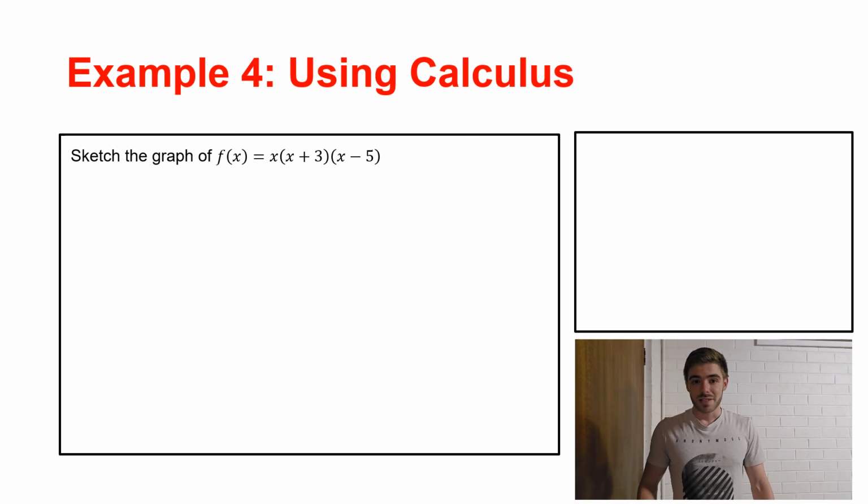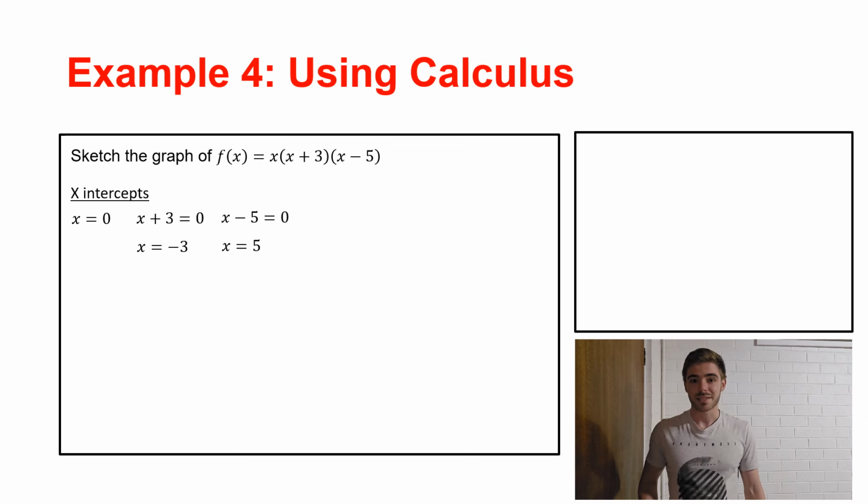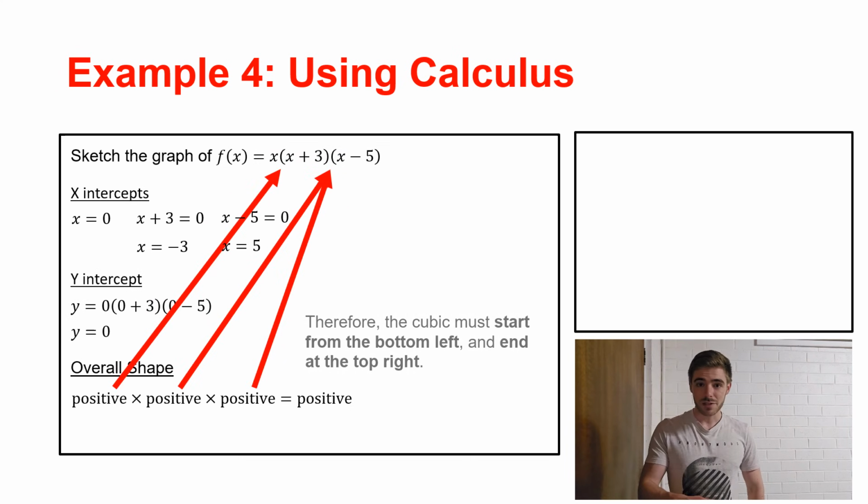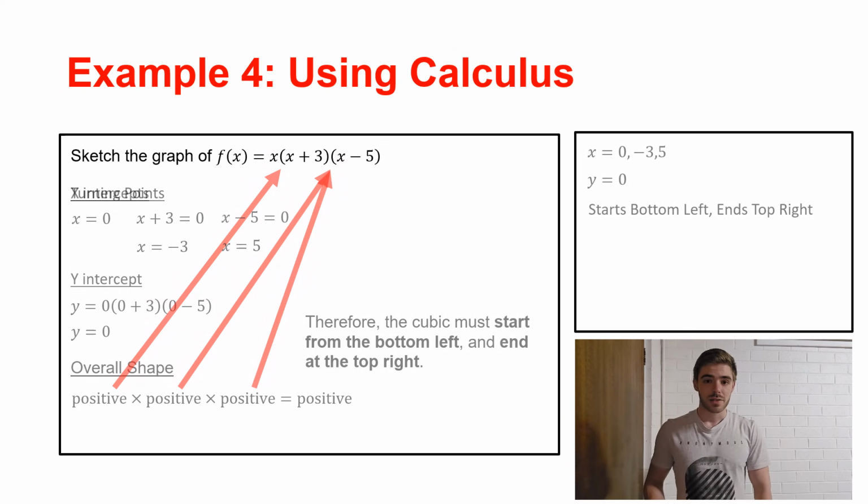Alright, this is the final example. This time we're going to use calculus. So, as before, we're going to use null factor law for the x-intercepts and x equals 0 for the y-intercepts. We can see it's a positive cubic, so we're going to start at the bottom left and end at the top right. Now for the calculus bit.